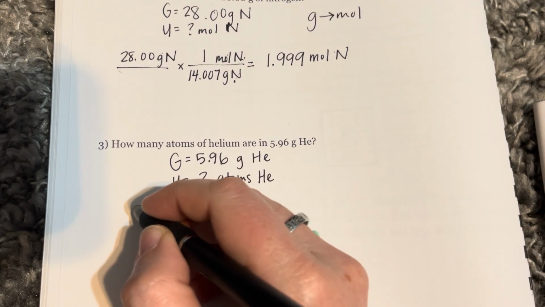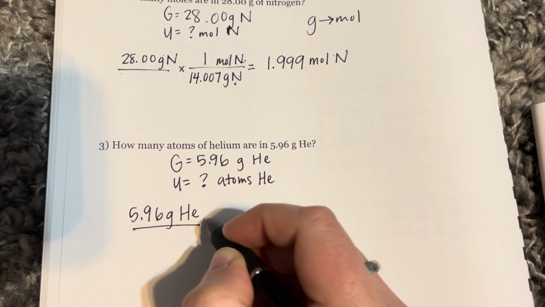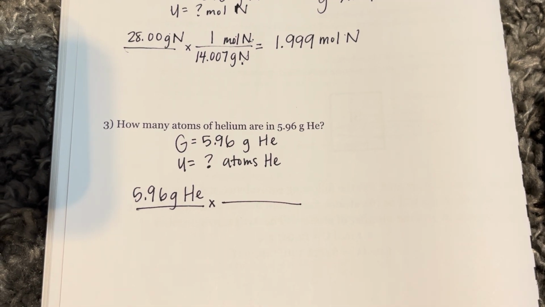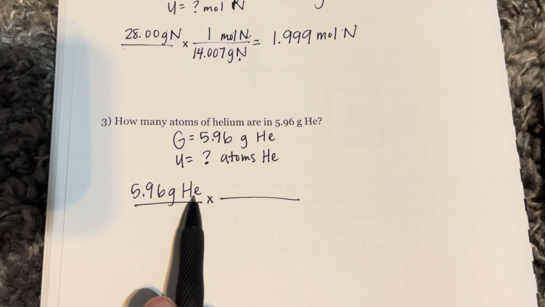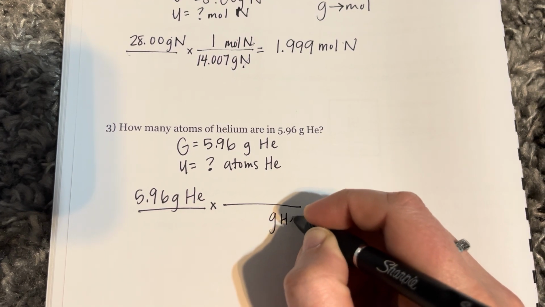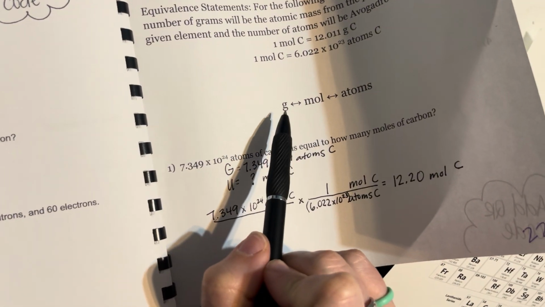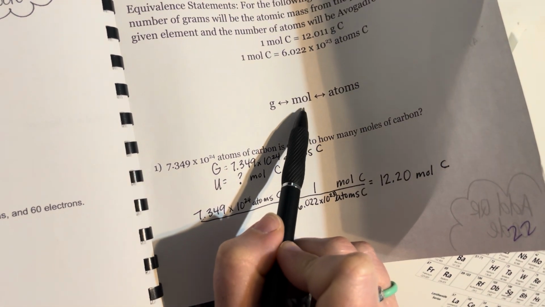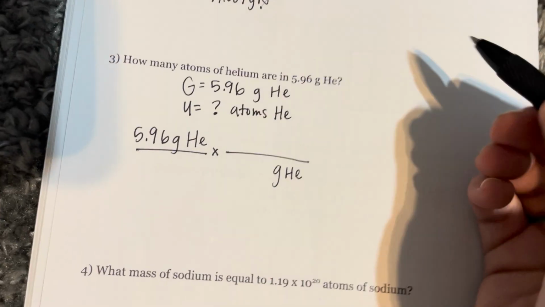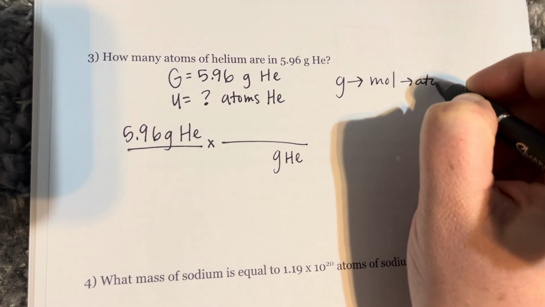Okay, start with your given. Always start with your given. 5.96 grams of helium. Okay, what should you be doing already? What do you know comes next? Grams of helium was at the top, so it has to go on the bottom of the next one. Okay, now if you flip back to this other page, we had grams to moles, moles to atoms. You can't go from grams to atoms, so we need to practice that. You have to go from grams to moles to atoms.